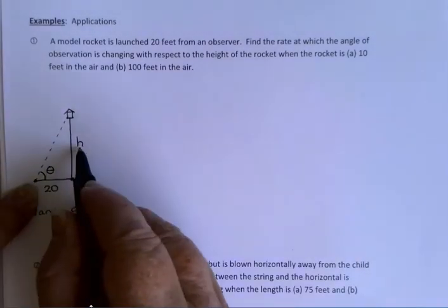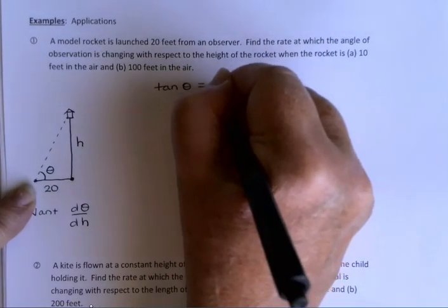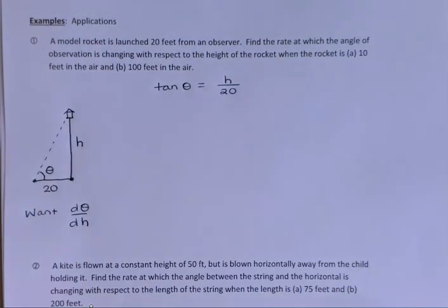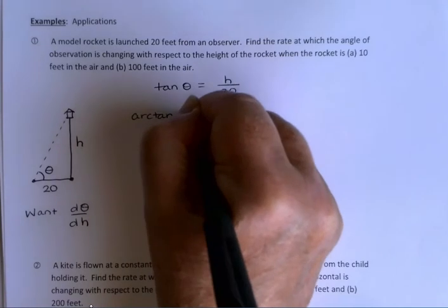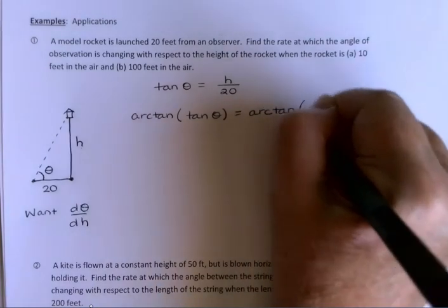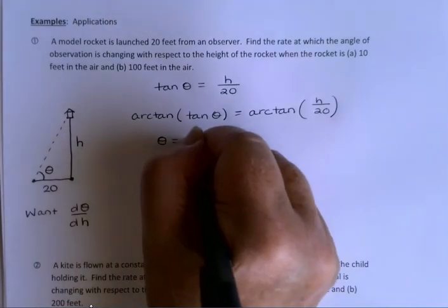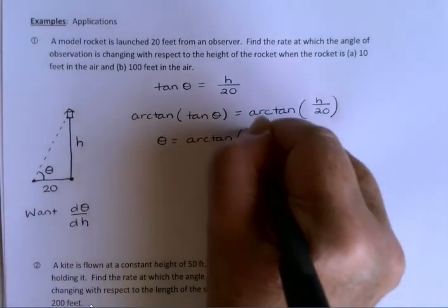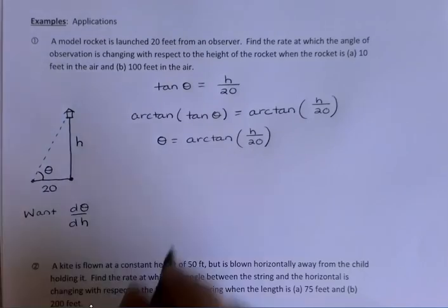Clearly the tangent of theta could be written as h over 20. But I need an equation for theta itself. So let's go ahead and take the arctangent on both sides. And so theta is the arctangent of h over 20. Okay. I can now take the derivative to get d theta dh.